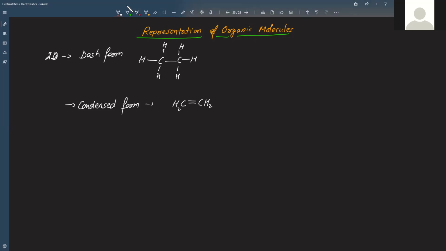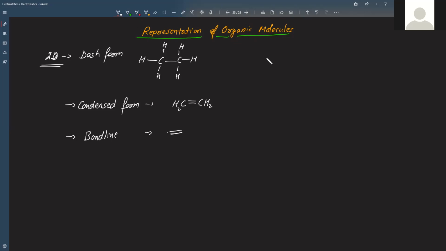Next is called bond line. In this, we omit both carbon as well as hydrogen. We don't show carbon as well as hydrogen. So the same thing can be represented as these two double lines. That means there is carbon here, and because carbon has these two bonds, there will be two hydrogens left. And if it is not any other atom, that means the valency is being satisfied by hydrogen. So this is when you have molecules in 2D.